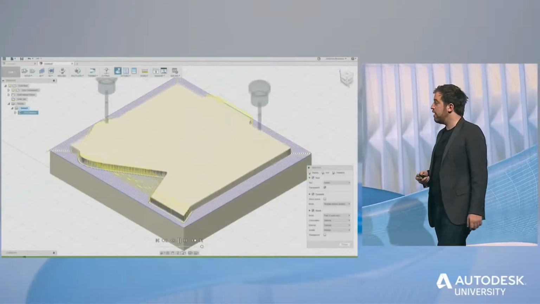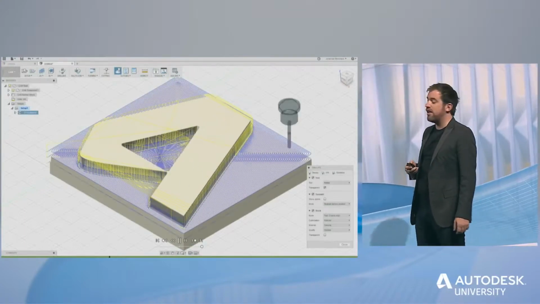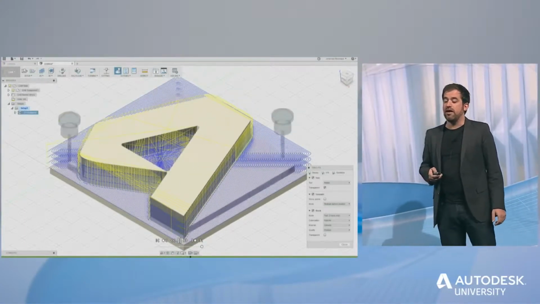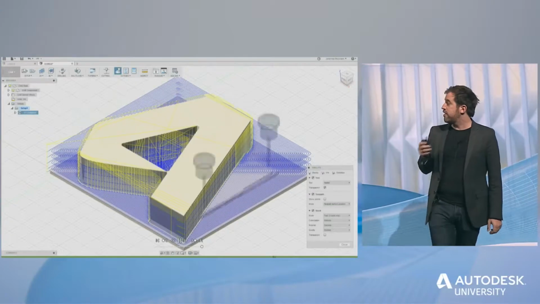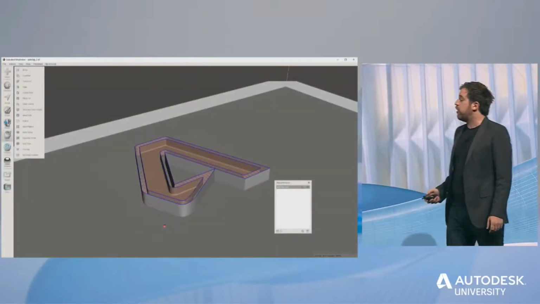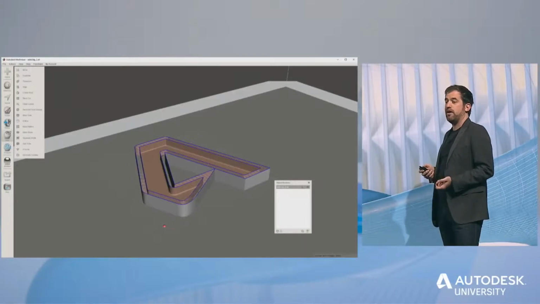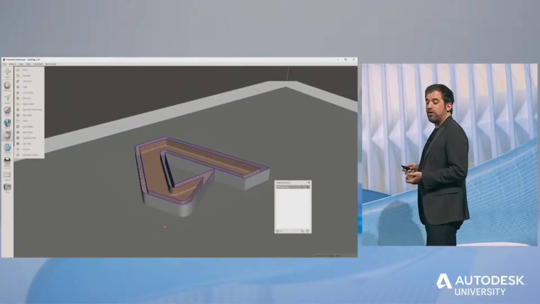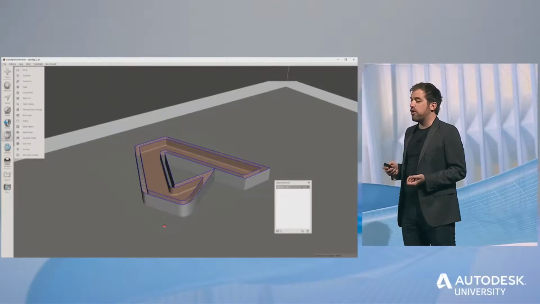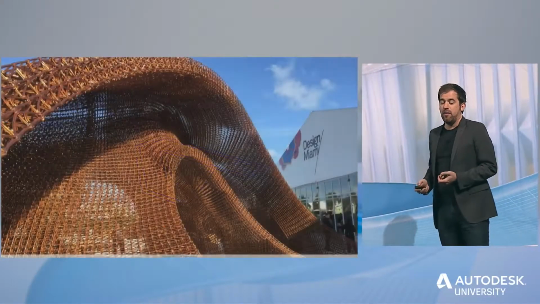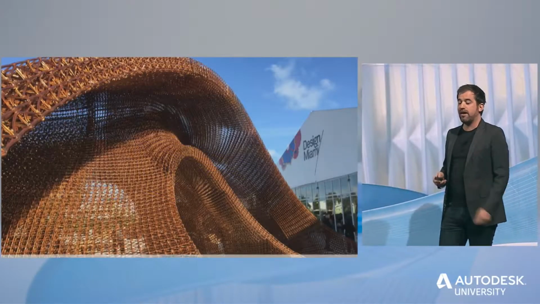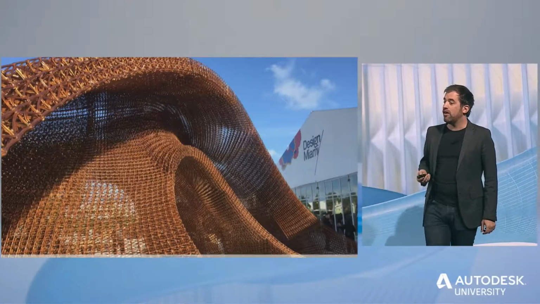So if you want to do milling, there's software that can calculate the tool paths for you. If you want to do 3D printing, then there's also software that's going to support you in preparing data for 3D printing. But what do you do if you want to 3D print not in a small scale, but if you want to bring 3D printing in a really huge scale?